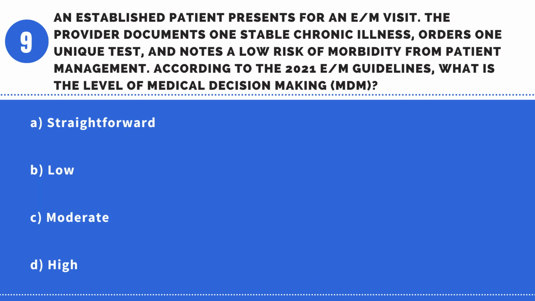Question 9. An established patient presents for an E/M visit. The provider documents one stable chronic illness, orders one unique test, and notes a low risk of morbidity from patient management. According to the 2021 E/M guidelines, what is the level of medical decision-making, MDM? A. Straightforward. B. Low. C. Moderate. D. High.